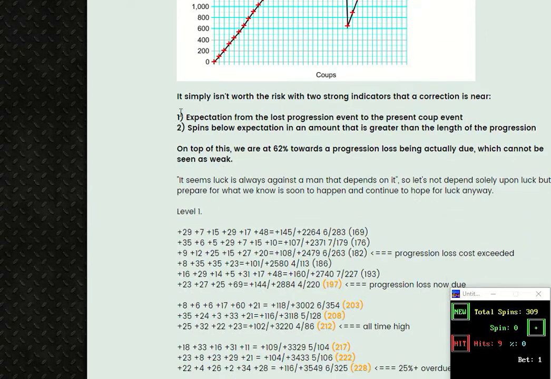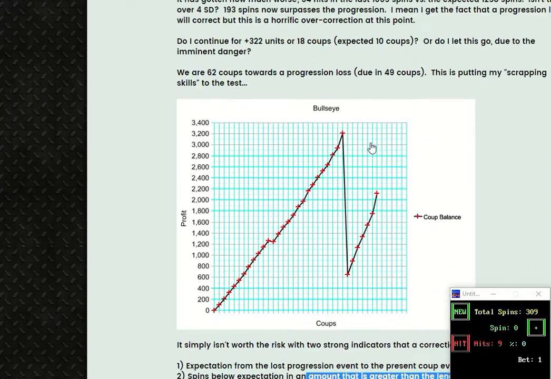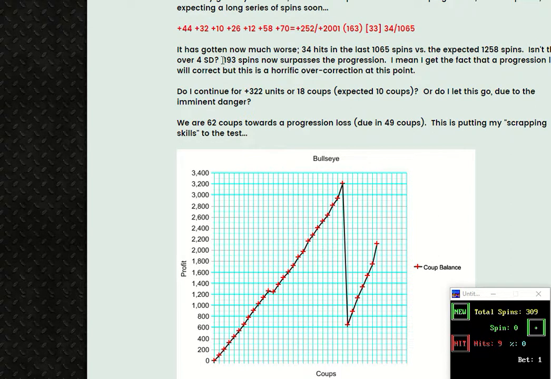That HS ratio is this first number, one expectation. Oh no, I'm sorry, it's the opposite. This number two is the HS ratio, spins below expectation in an amount that's greater than the length of the progression. The progression is 171, we're at 193. So I noticed I was conservative here. I said, okay, we're greater than the progression length.